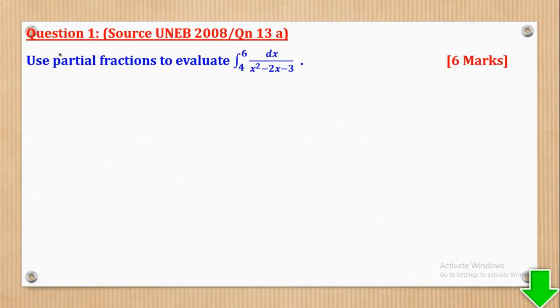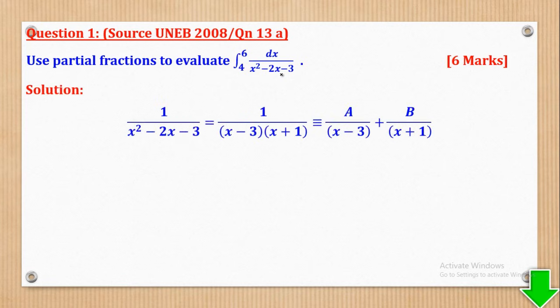So that was the introduction. Now we shall go to questions. So we shall start with question 1, which came from UNEB 2008 paper 1 question 13a, and says use partial fractions to evaluate this integral. So like I said, always the denominator must be factorizable.